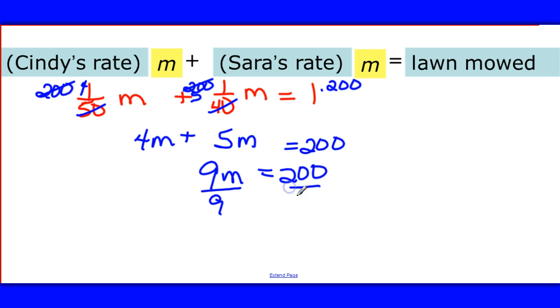Divide both sides by 9. Go ahead and just reduce that. So 9 will go into 200, what? 22.2 repeating. So it'll take the girls about 23 minutes to mow the yard together.